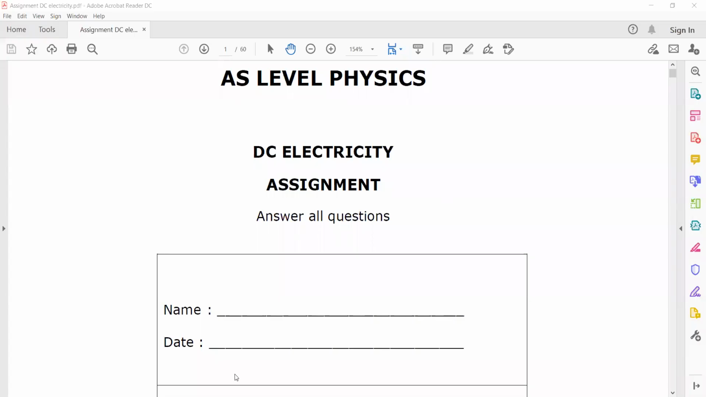So this one is the assignment related to DC electricity. We are done with the topic of electricity. So now we'll do questions related to the topic. I want participation from everyone. It's not an issue even if your answer is wrong, but you should participate and show your understanding of the topic.